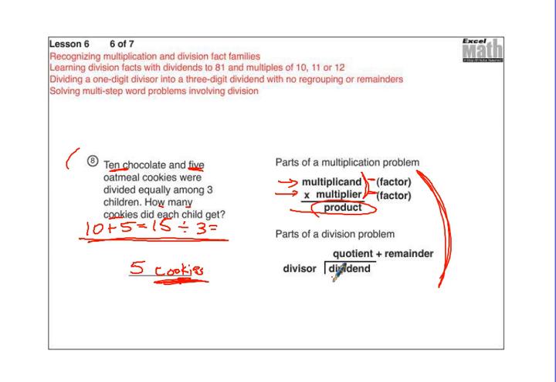Here's a division problem. The number on the inside is called the dividend. The number out here is called the divisor, and the answer is called a quotient to a division problem. And of course, you know that if you have an extra number out there, that's called the remainder.